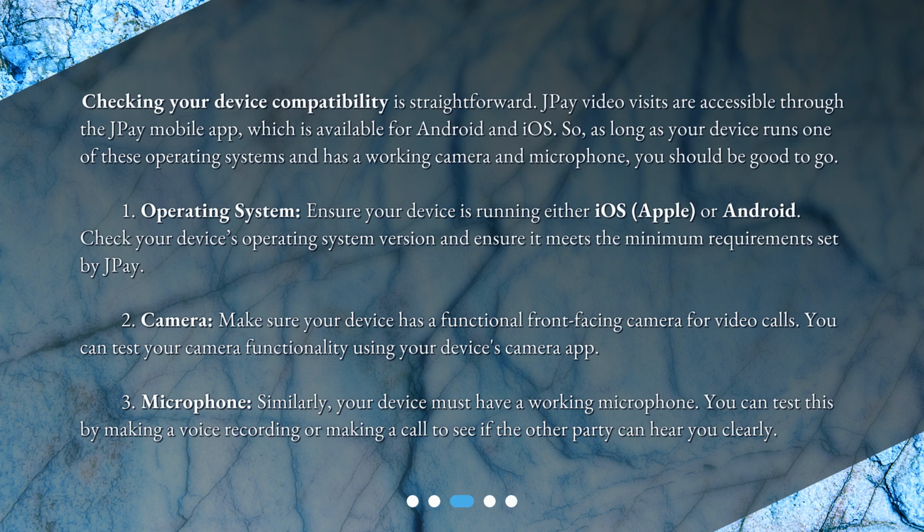1. Operating system. Ensure your device is running either iOS, Apple, or Android. Check your device's operating system version and ensure it meets the minimum requirements set by JPay. 2. Camera. Make sure your device has a functional front-facing camera for video calls. You can test your camera functionality using your device's camera app.